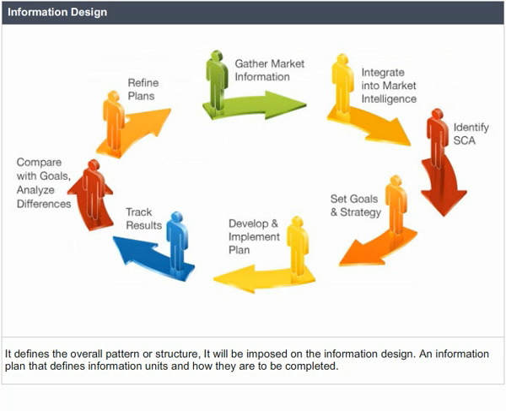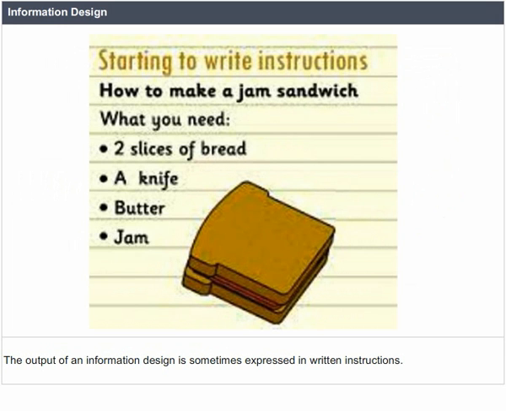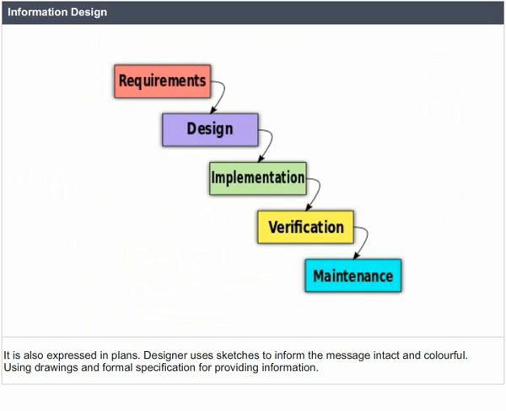It defines the overall pattern or structure. It will be imposed on the information design. An information plan defines information units and how they are to be completed. The output of an information design is sometimes expressed in written instructions. It is also expressed in plans.